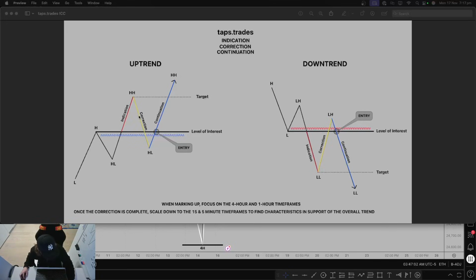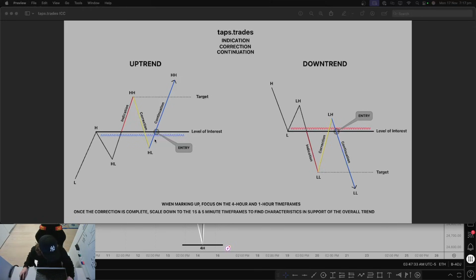So once this correction phase, the second phase, is complete, we're then scaling down. I will mention as well, when we're drawing this, we want to mark up our charts and focus on the 4-hour and the 1-hour time frame. It's really important that you focus on those time frames. It's very, very important. There's more strength in the higher time frames, which means there's higher probability trades when you mark up your charts on the higher time frame. It's paramount. It's so, so important.